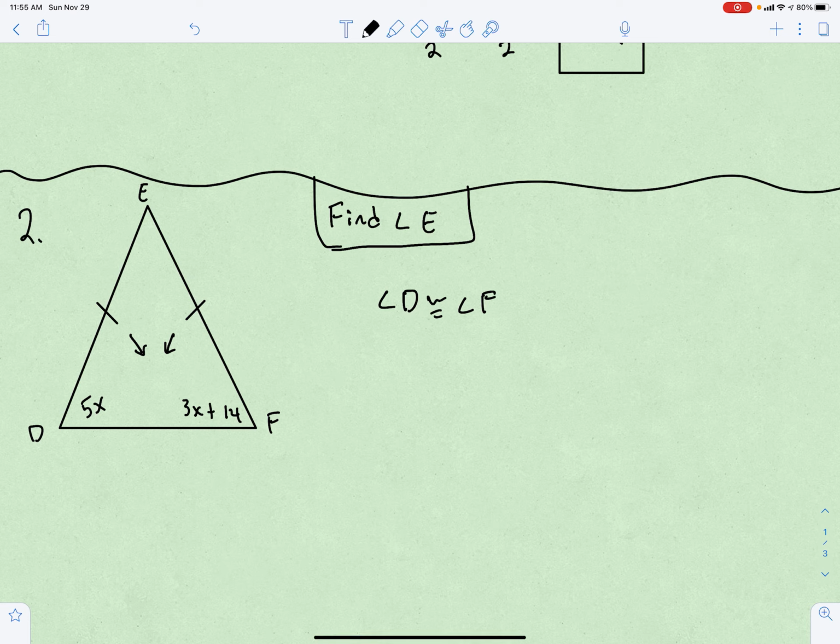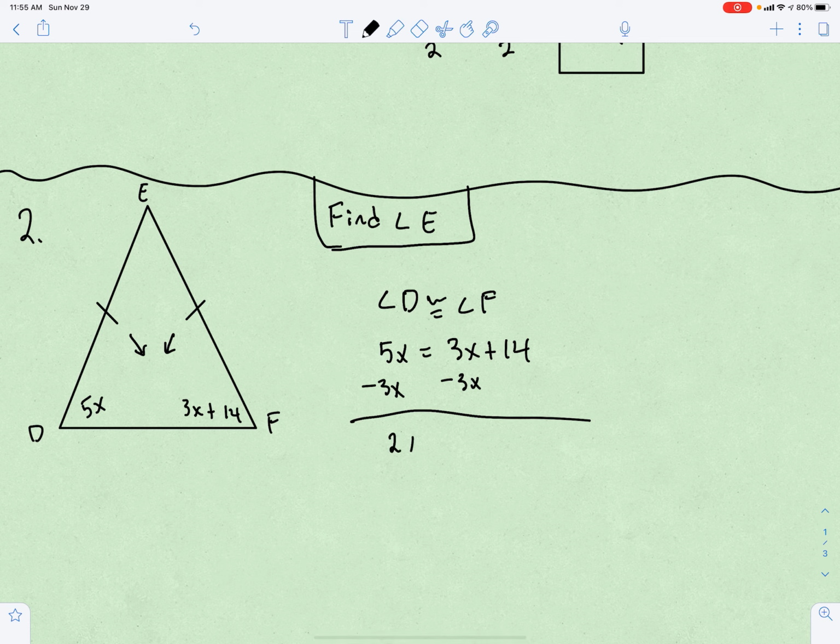If those two things are congruent, I can set them equal to each other, which means 5x is equal to 3x plus 14. Now, when I go through and solve for x, subtract 3x from both sides, and I get 5 minus 3, which is 2x, which is equal to 14. Divide both sides by 2, and I get x is equal to 7.